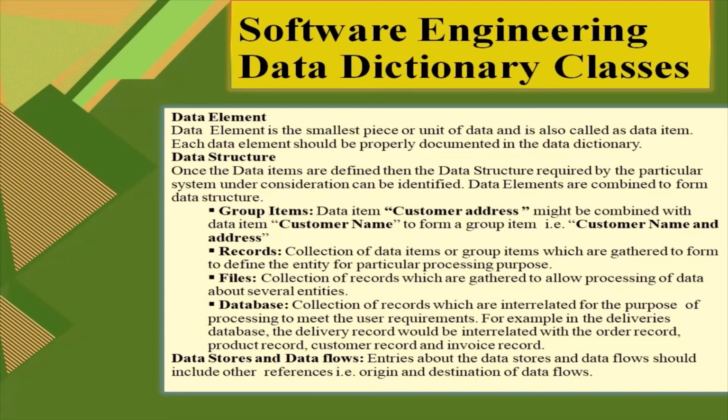Database. Collection of records which are interrelated for the purpose of processing to meet the user requirements. For example, in the deliveries database, delivery record would be interrelated with the order record, product record, customer record, and invoice record. Data stores and data flows. Entries about the data stores and data flows should include other references, that is, origin and destination of data flows.